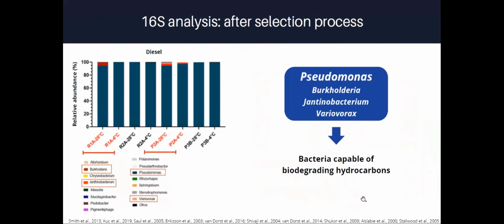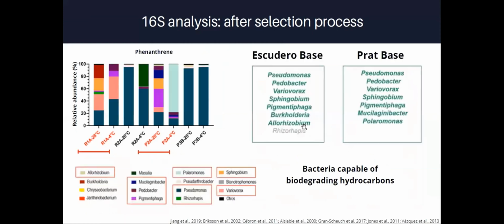We also analyzed the communities after the selection process. In diesel, we mostly found Pseudomonas, which is one of the most reported genera associated with the biodegradation of hydrocarbons such as alkanes and aromatics. And these other genera also appear in cultures inoculated with the contaminated soil samples, where we also observe bacterial growth, and these have also been associated with the biodegradation of hydrocarbons.